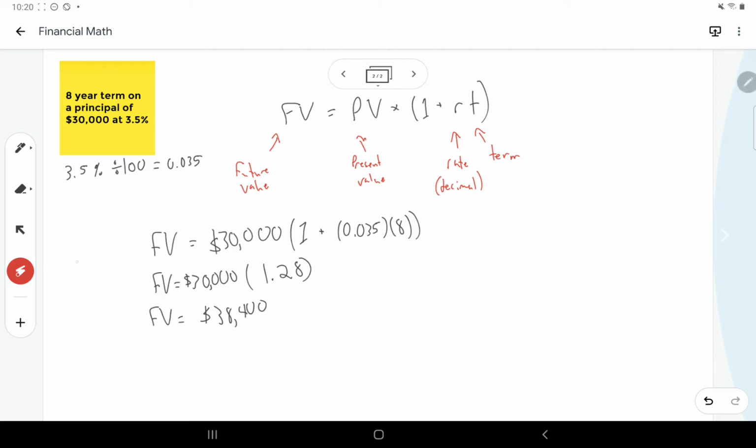What if I knew how much money I needed? Like if I was saving for something, and I knew how much money I had, but I had to find an investment that had a particular rate to meet that goal in a certain amount of time. So let's take a look at an example like that.